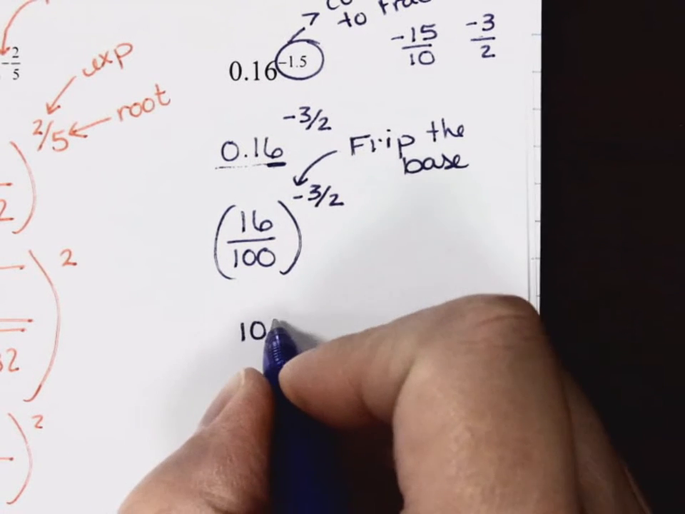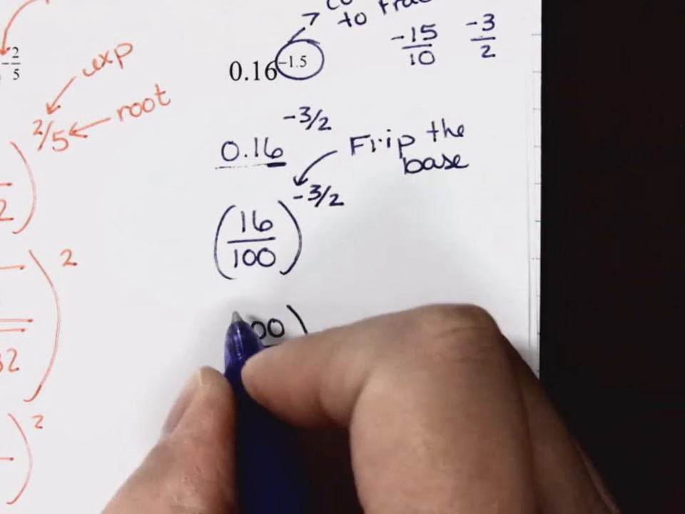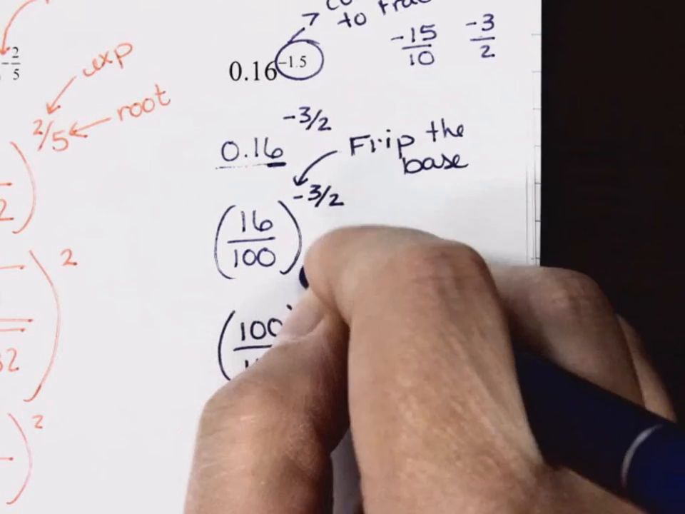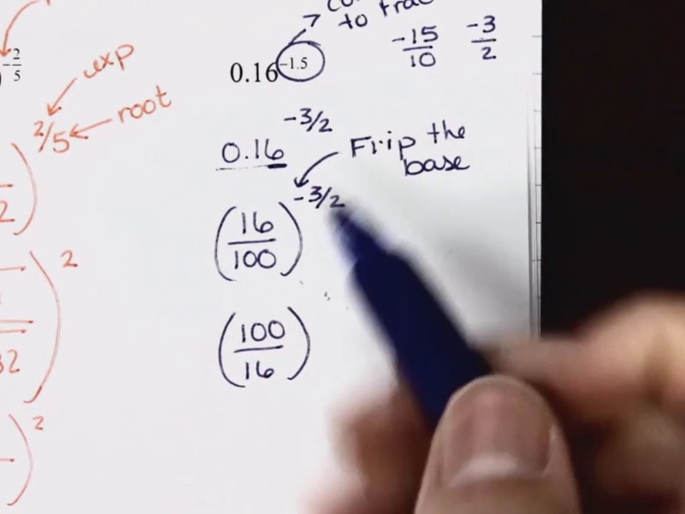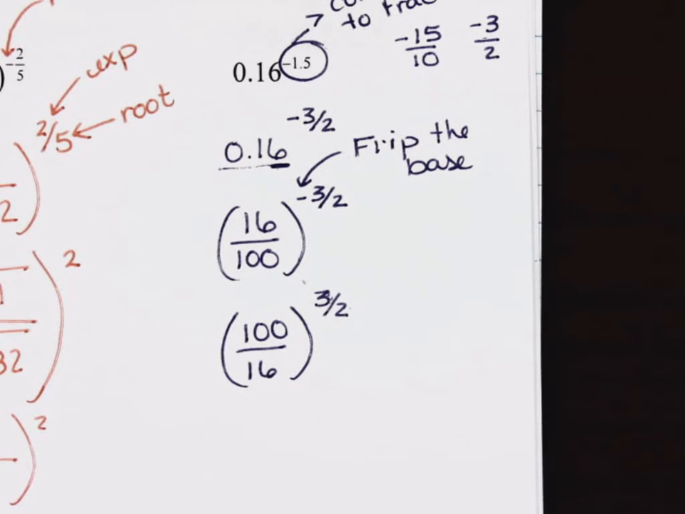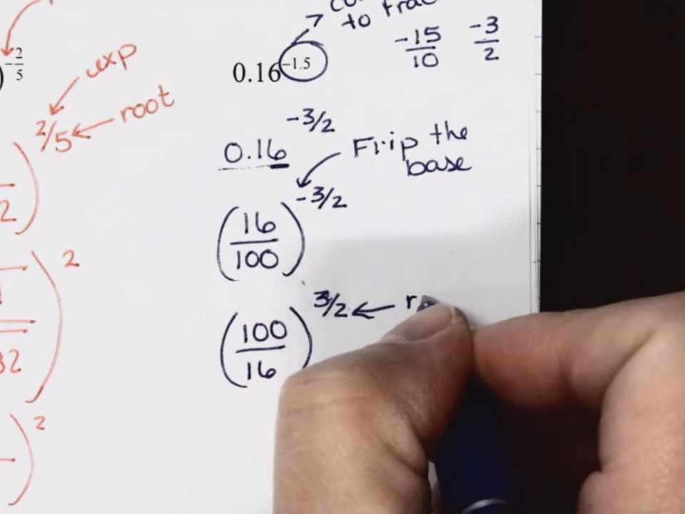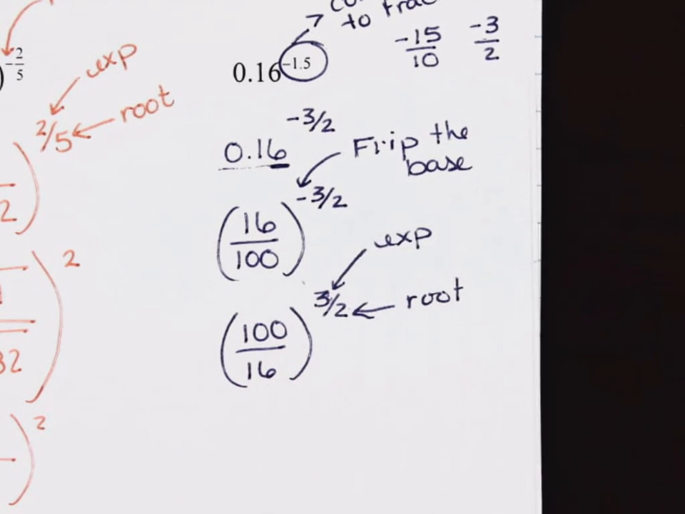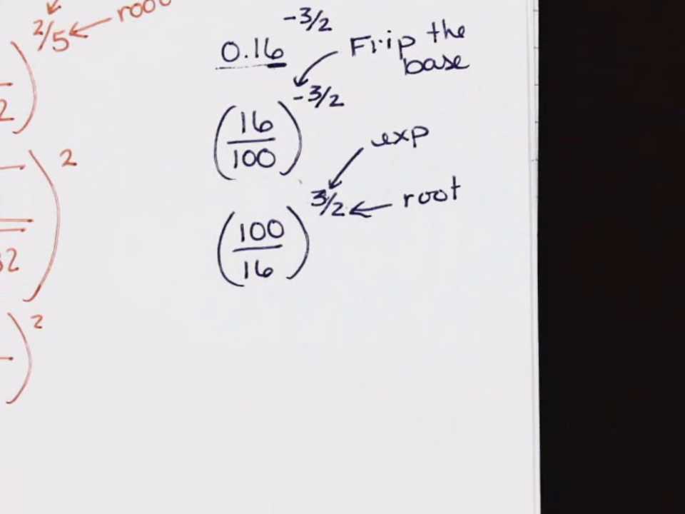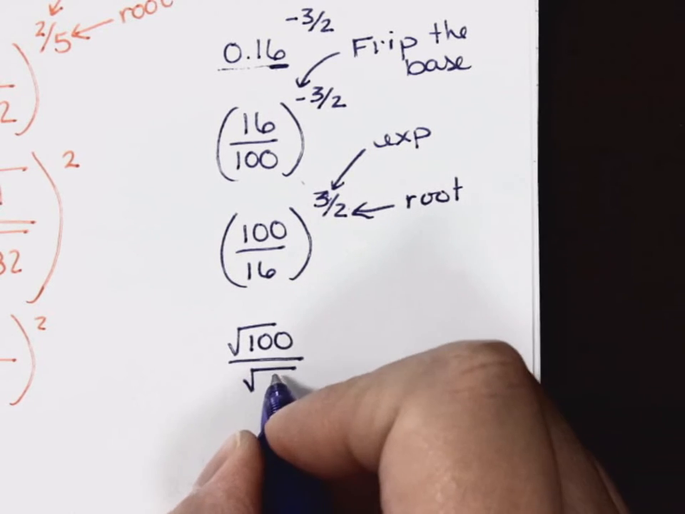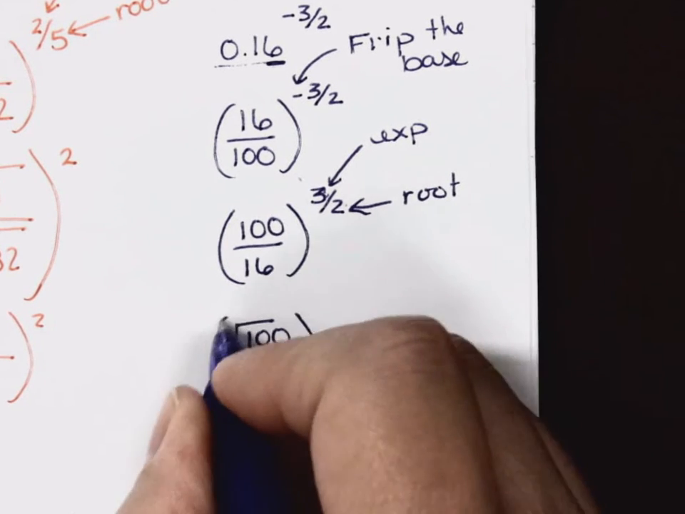So this is going to be 100 over 16 to the exponent negative 3. Oh, not negative 3. I already flipped. So it is positive 3 over 2. So this is going to tell me the kind of root. The denominator tells me the root. The numerator tells me the exponent. So are you going to root or you're going to exponent? I'm going to root. Does it matter what order we do it? Nope. It's just whether or not you have to use a calculator.